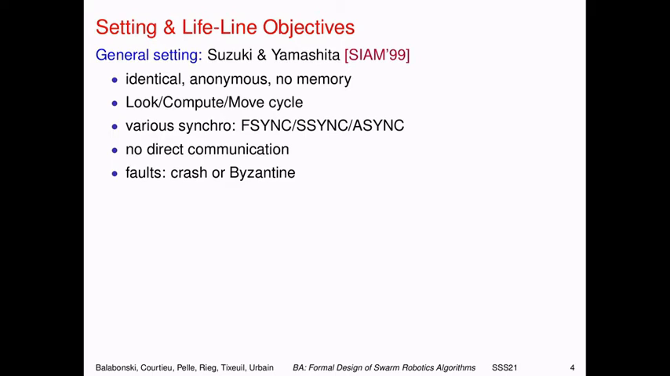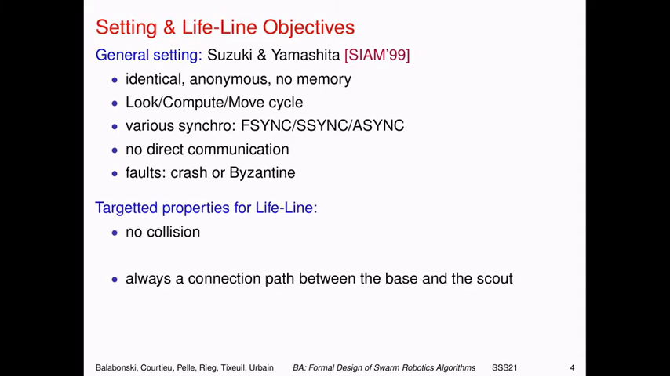The formal setting that we use to describe this problem is the one introduced in the seminal paper by Suzuki and Yamashita in 1999, in which robots are identical, anonymous, and don't have any memory. And they work by performing the look, compute, move cycle. So first they look at the surroundings and take a snapshot. Using this information, they compute some action to perform, usually to move to some specific point. And in the move phase, they finally move toward the destination. There are also various variants depending on the type of fault we want to consider and the type of synchronization or adversary.